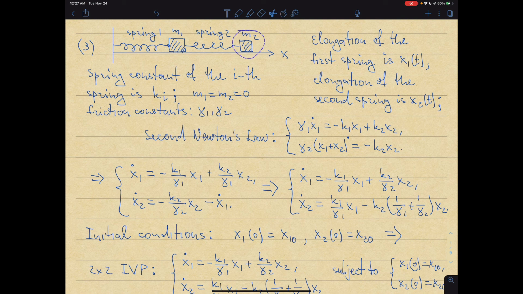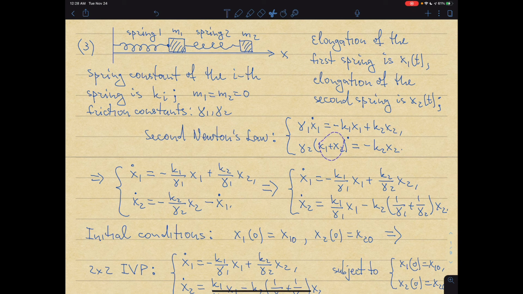And there are two forces. One force is friction, and the second force is due to the elongation of spring 2. Force due to friction, right? What is the velocity of m2, or displacement of m2? It's a sum of displacements, of elongations of spring 1 and spring 2, so it should be x1 plus x2.